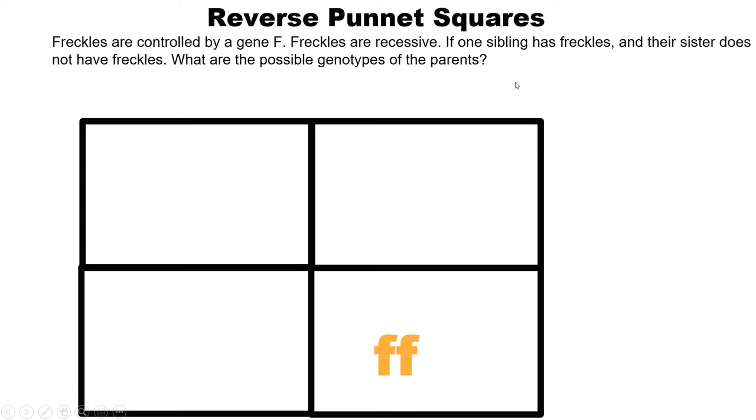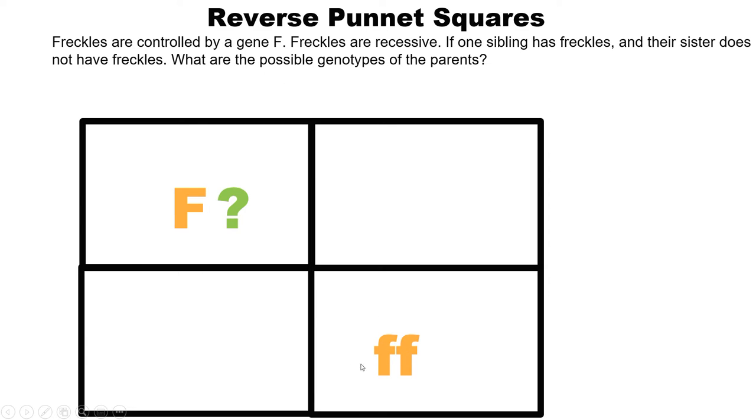And at least one of their siblings does not have freckles. So you may be tempted to put big F in here, but remember that not having freckles is dominant in this case, and so you can't really tell what their other allele is going to be. They might be homozygous dominant or they might be heterozygous. And if you don't know, you can't really say. So we can make some guesses about the possible genotypes of the parents.